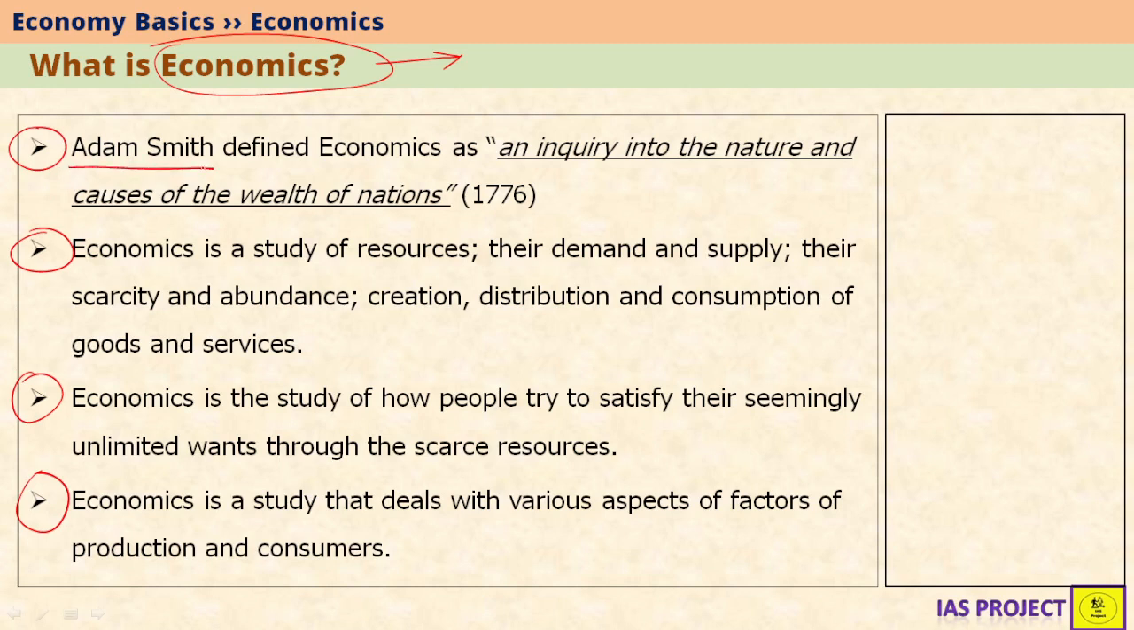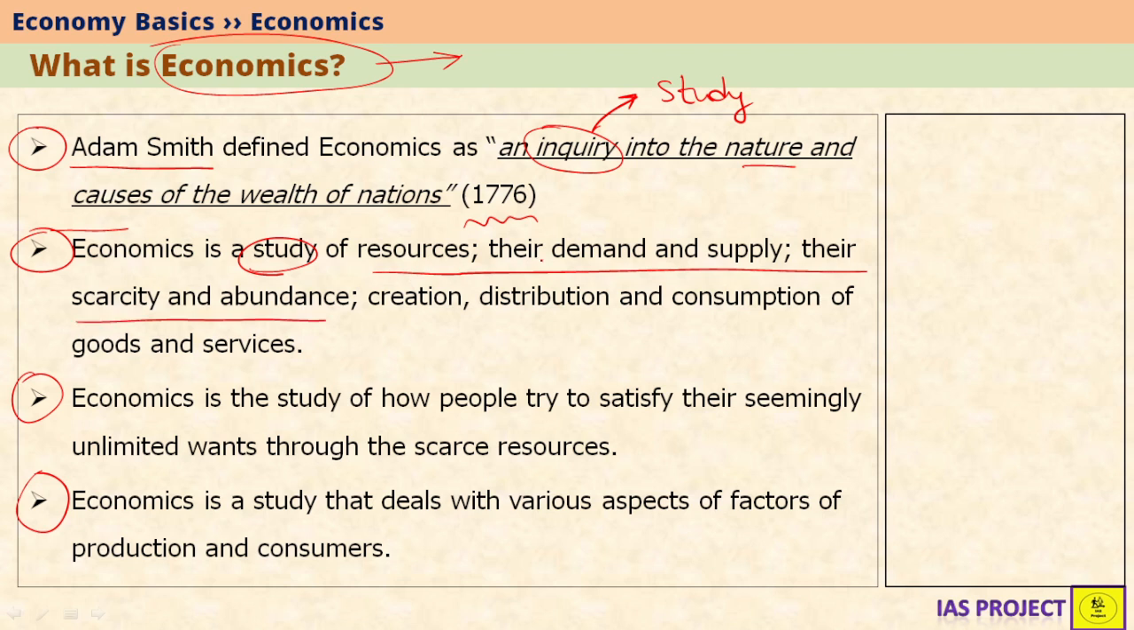The first definition was given by Adam Smith in 1776. Let's say this is one of the oldest definitions for economics. Adam Smith called economics an inquiry into the nature and causes of the wealth of nations. Inquiry here simply means a study. Let's look at the second definition. Economics is a study of resources and their various aspects here. And the aspects are demand and supply, scarcity and abundance. It is also a study of creation, distribution and consumption of goods and services.